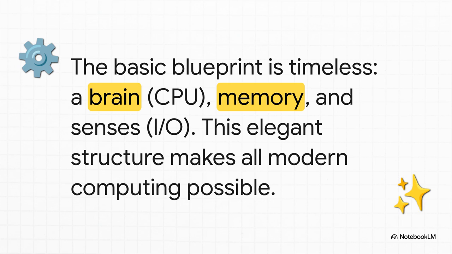So when you put it all together, input, processing, output, and storage, you get this simple, elegant structure that's behind all of modern computing. Seriously, from a massive supercomputer all the way down to the smartphone in your pocket, they all share this same basic blueprint. A brain, some memory, and a way to sense the world.